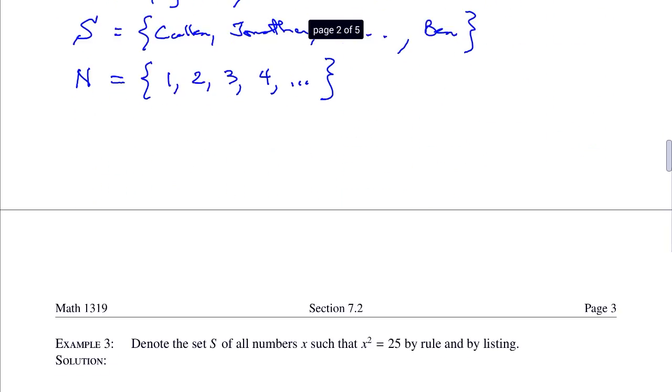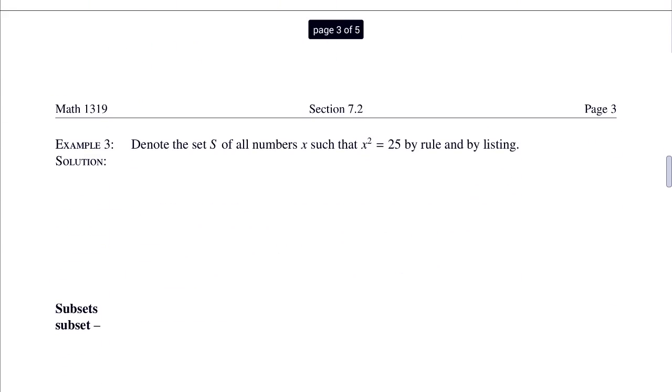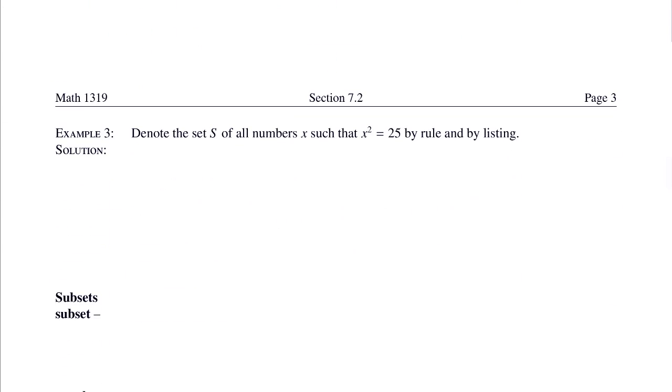Next page. All right, go ahead and do example 3 with your partner. Denote the set S of all numbers x such that x squared is equal to 25 by rule and by listing. So you'll have two different answers. And it tells you what prototype to use. You need to use the prototype names. Okay, right out of your book.